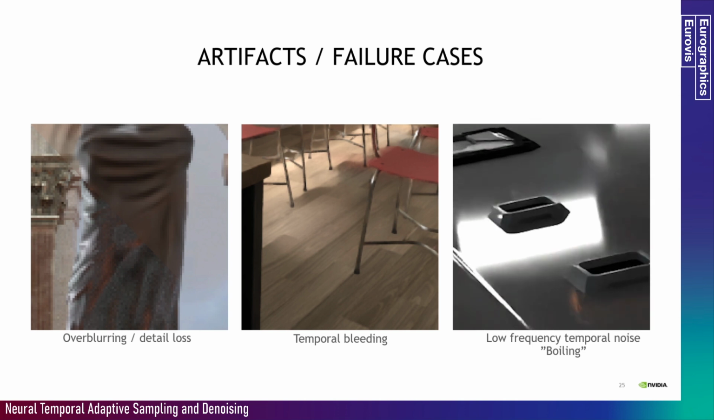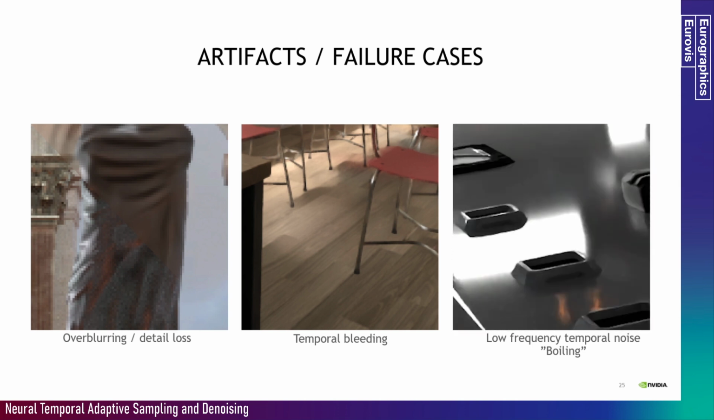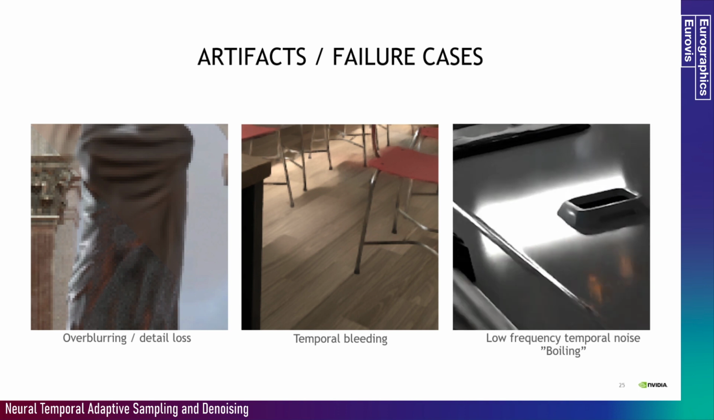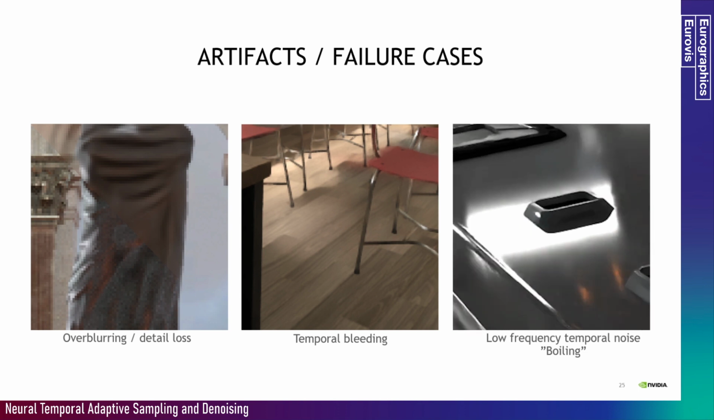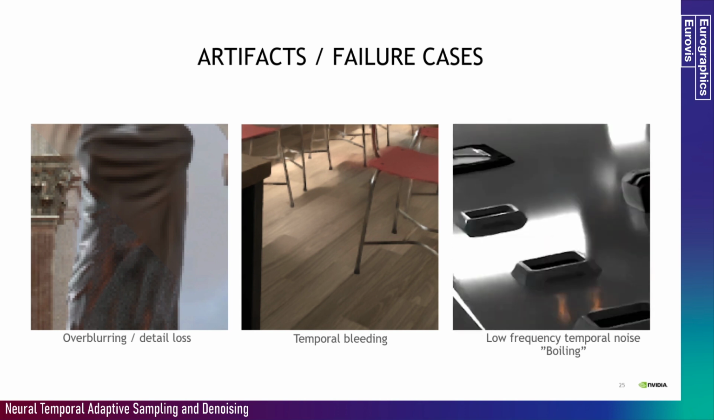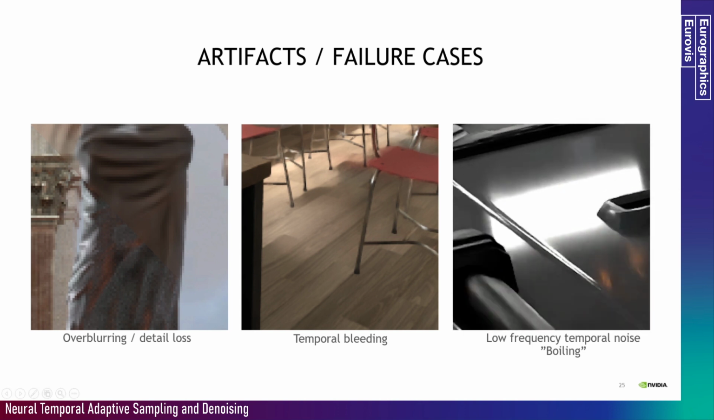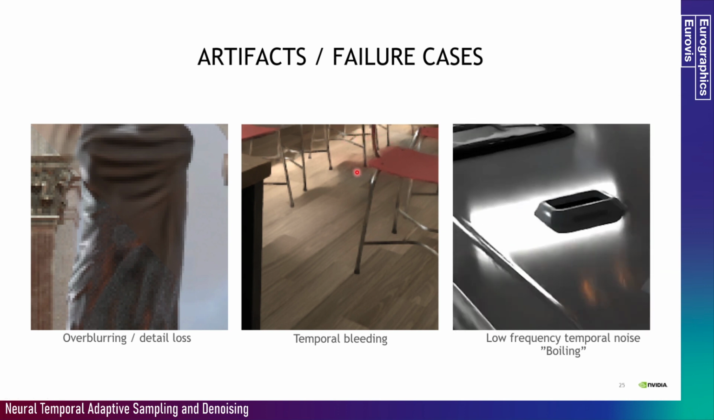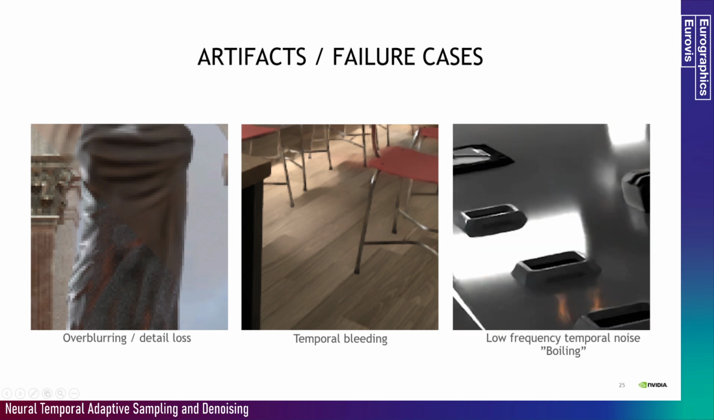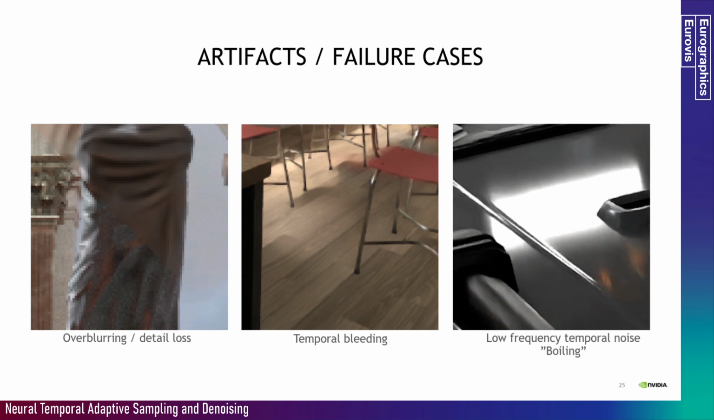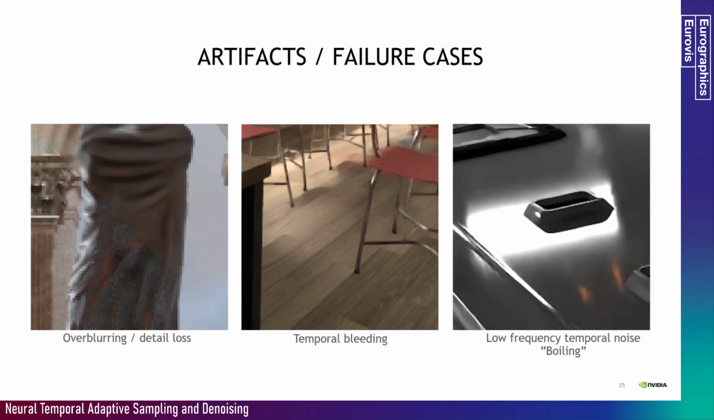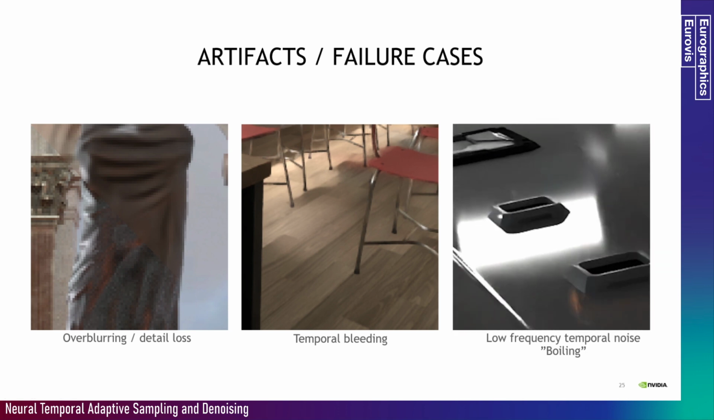Going from left to right, we have the same issue that every other denoiser has: if our input samples don't contain enough information, we'll end up overblurring or losing detail compared to a reference image. Then in the middle, we've noticed that our network tends to err on the side of reusing data too much temporally. So in this case, you can see that the chair is bleeding into the background. And on the very right, we still have some issues with low frequency noise, especially if we have difficult shading or very large noise in our input samples. And in this case, it looks like the specular highlight is boiling.